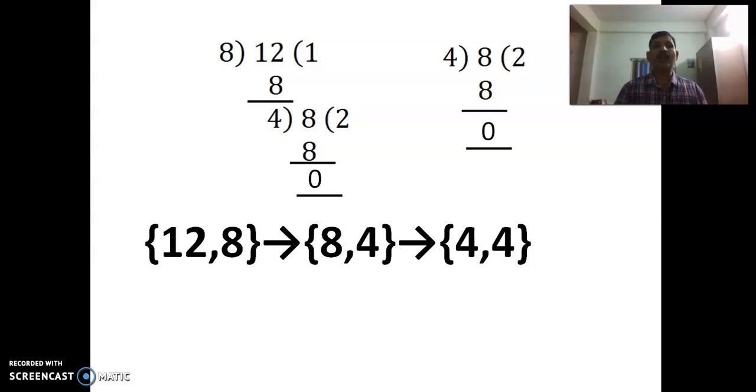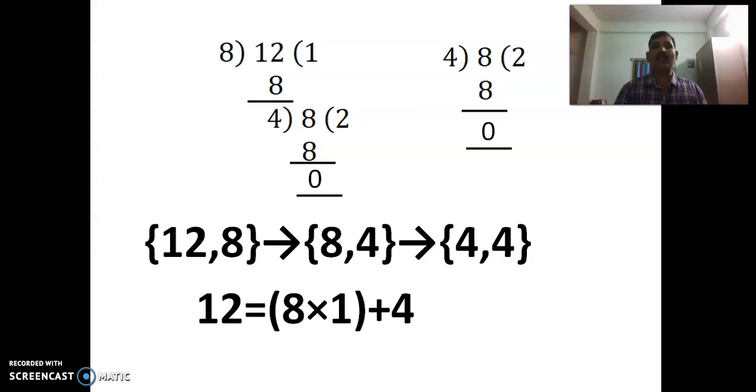And how do we write the steps? Let us see. 12 is equal to 8 into 1 plus 4, right? If the remainder is 0, then 8 will become the HCF, but the remainder is not 0. So we continue one more step of the division algorithm. That is 8 is equal to 4 into 2 plus 0. Now 4 will become the HCF of 12 and 8. Of course, we have to understand that 4 is the HCF of not only 12 and 8, it is also the HCF of 8 and 4.